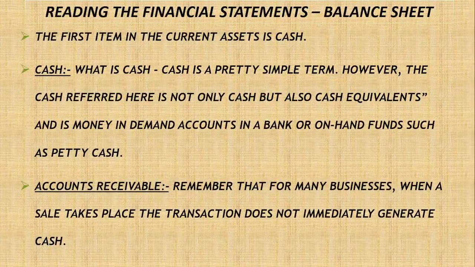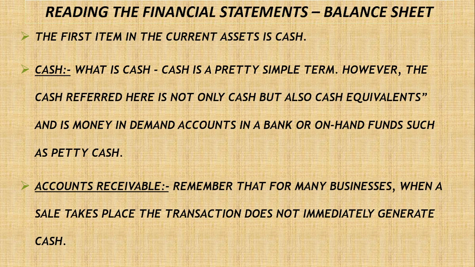The first item in the current assets is cash. Cash. What is cash? Cash is a pretty simple term. However, the cash referred to here is not only cash but also cash equivalents, and is money in demand accounts in a bank or the current account, normally called on-hand funds such as petty cash. Accounts receivable.